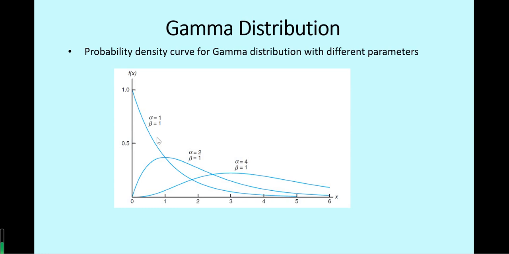And in this figure, we show several curves of density functions for gamma distribution. So this one, alpha equals 1, beta equals 1. Gamma distribution has two parameters called alpha and beta. And alpha is a shape parameter, beta is called scale parameter. So for alpha equals 1, it is an exponential distribution.